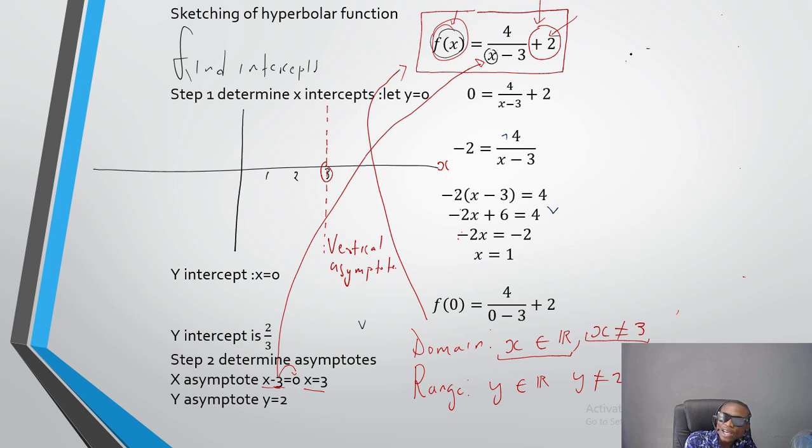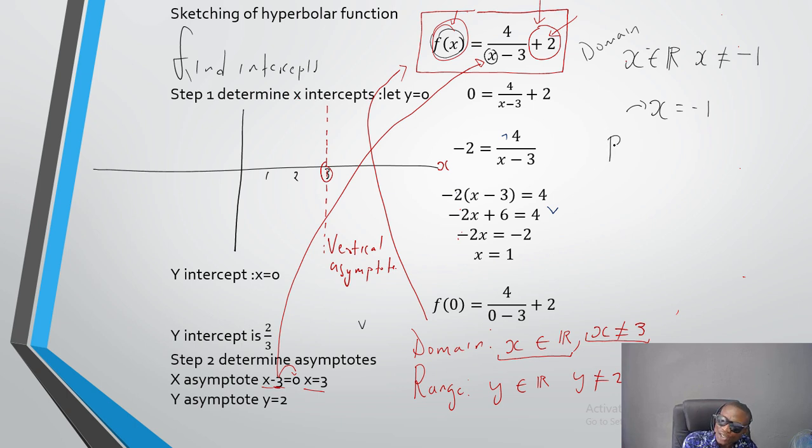And I say the domain, x is an element of the real numbers, x is not negative 1. If I ask you to find the x asymptote, what's going to be the x asymptote? x equals negative 1. So this is the domain. We usually call this the equation of the x asymptote.